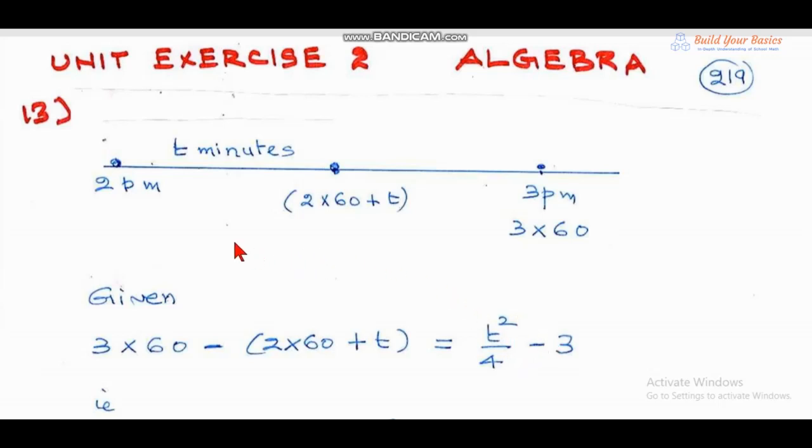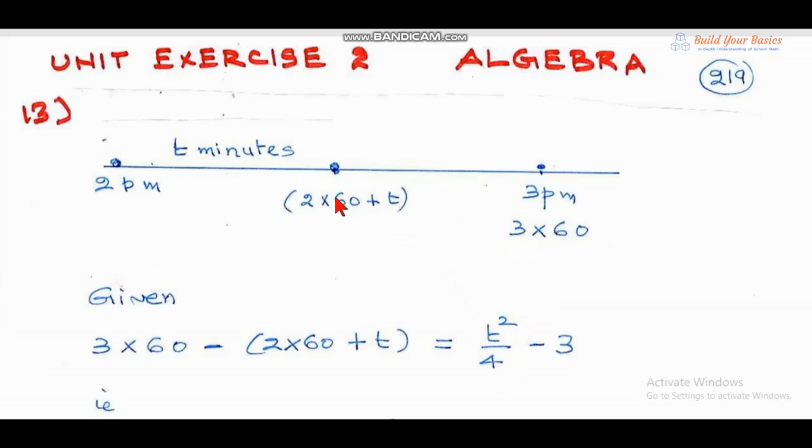Now let me repeat. Now 2 p.m., after t minutes, 2 into 60 plus t. So 2 into 60 plus t is the time after t minutes. So after t minutes, that is t minutes past 2 p.m., the time required to reach 3 p.m., that is 3 into 60, is 3 minutes less than t squared by 4.